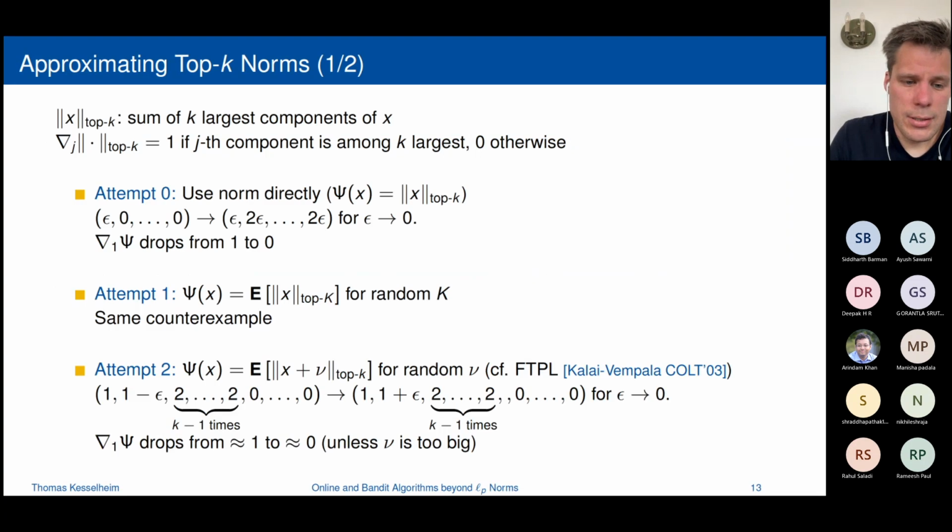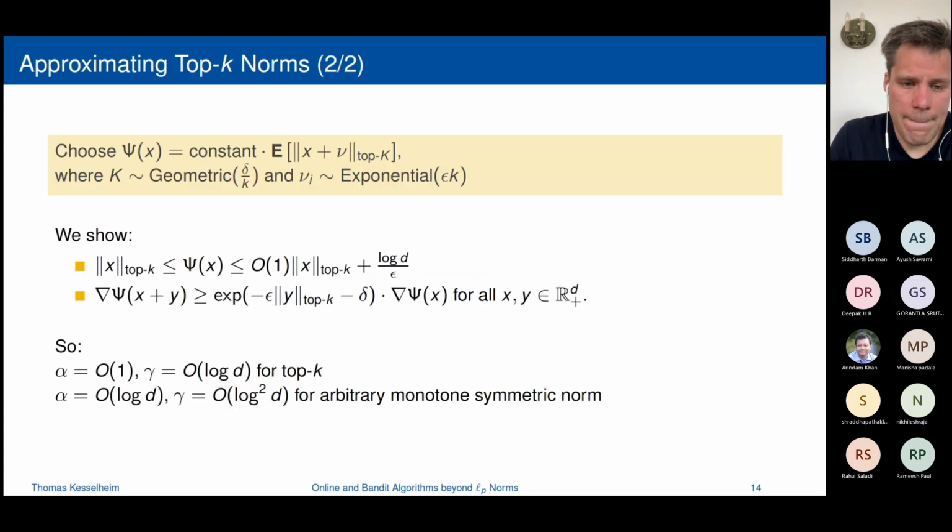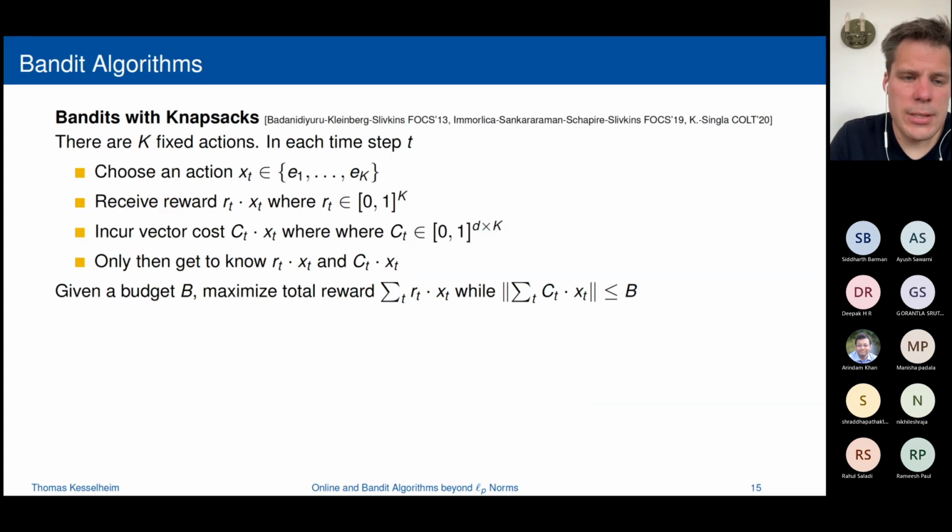Good. So, yeah, this is it for online load balancing. I hope I gave you an idea of what the main ingredients are for that. Let me give you a rough idea of what else we have in our papers.